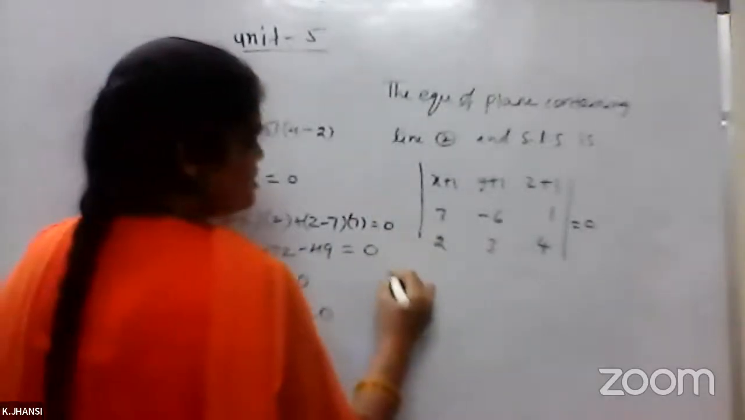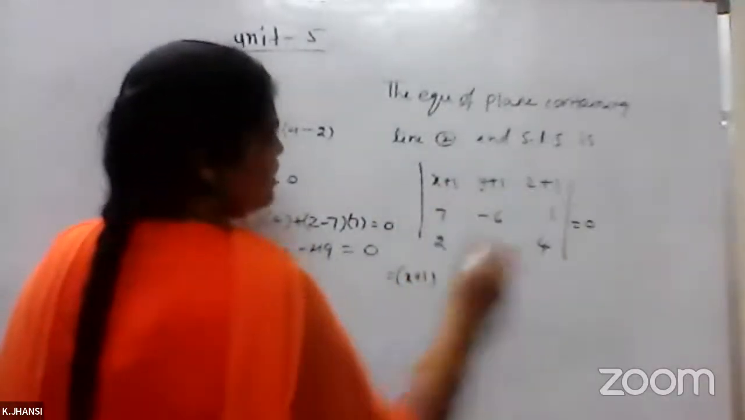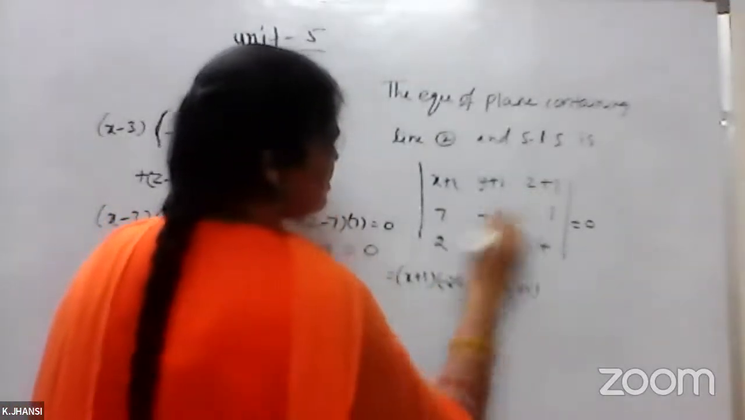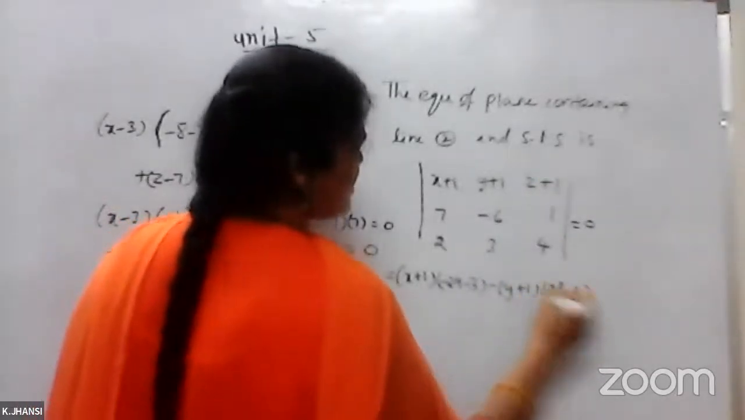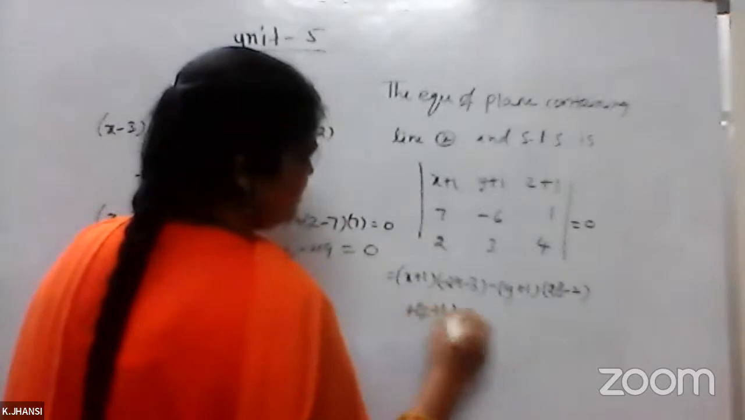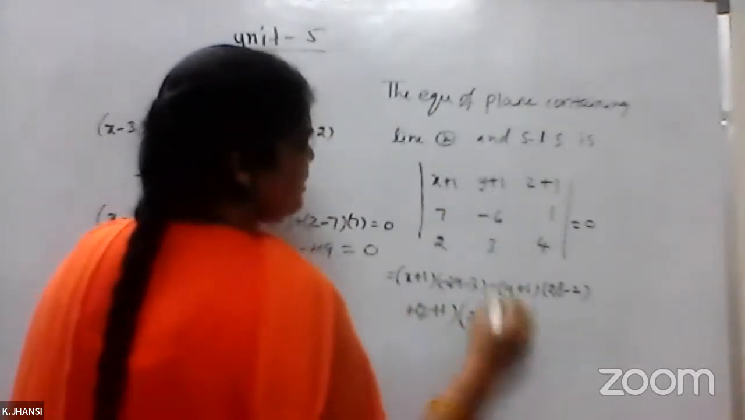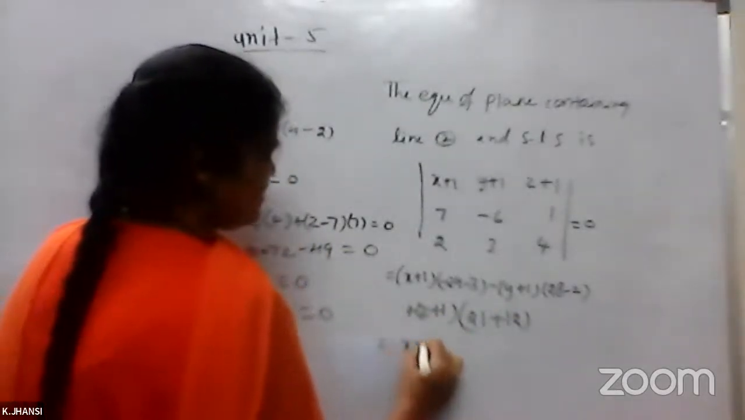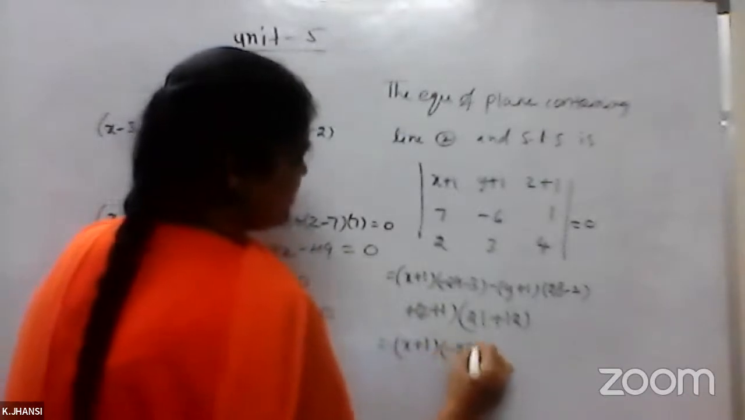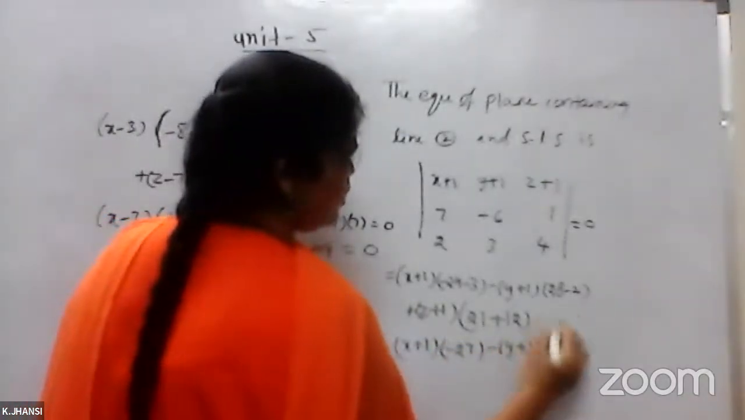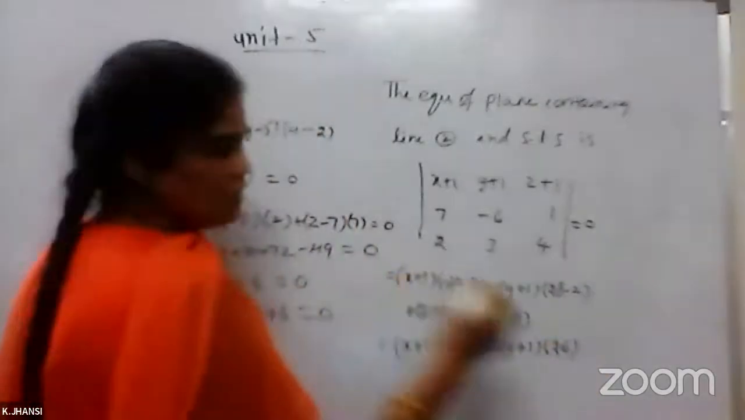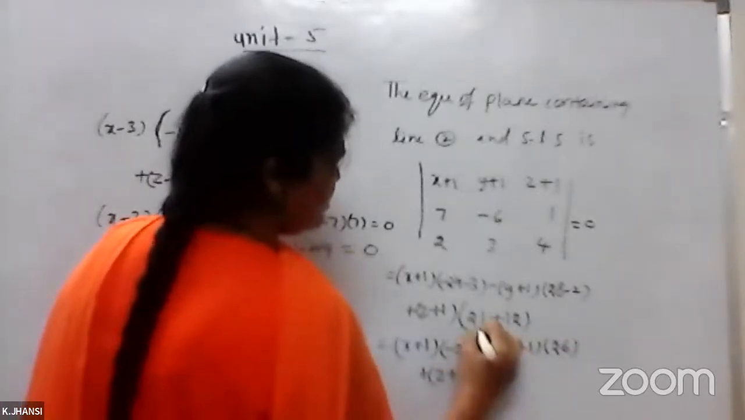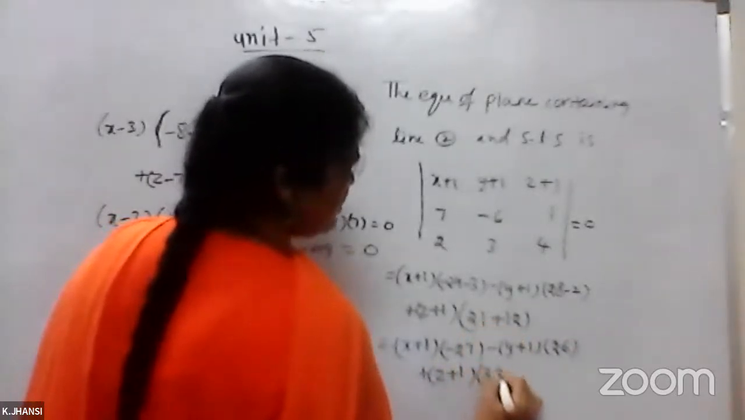So this is equal to x plus 1 into minus 24 minus 3, minus y plus 1 into 28 minus 2, plus z plus 1 into 7 threes are 21 plus 6 twos are 12. This is x plus 1 into minus 27, minus y plus 1 into 26. You are able to see here. Plus z plus 1 into this is 12, which means 33.